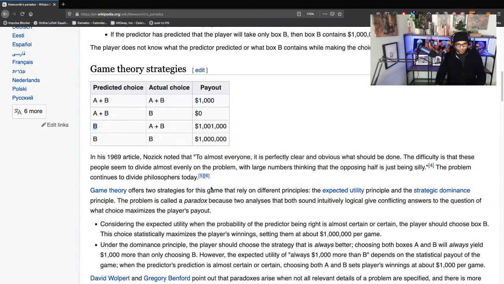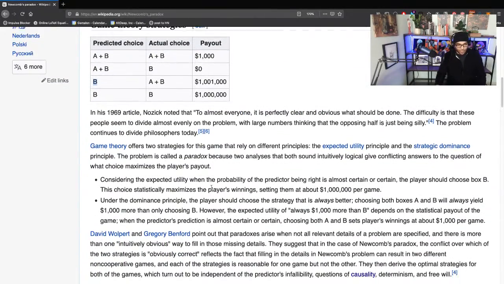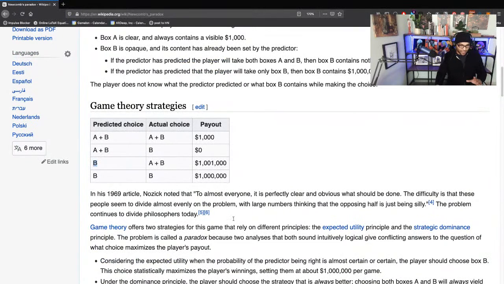All right, so reading through. The reason this is important is because two different strategies for this game, one using evidential decision theory and one using causal decision theory, actually return different results.